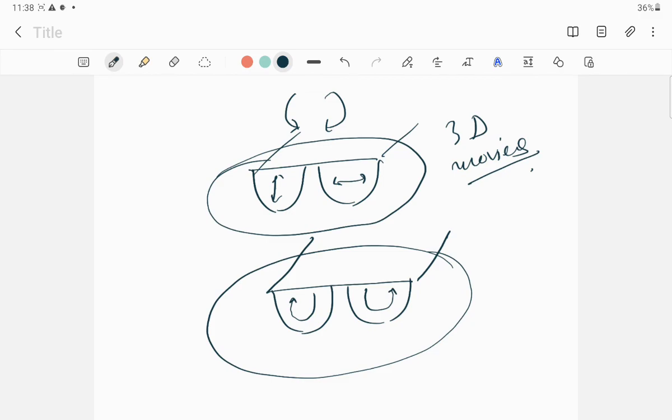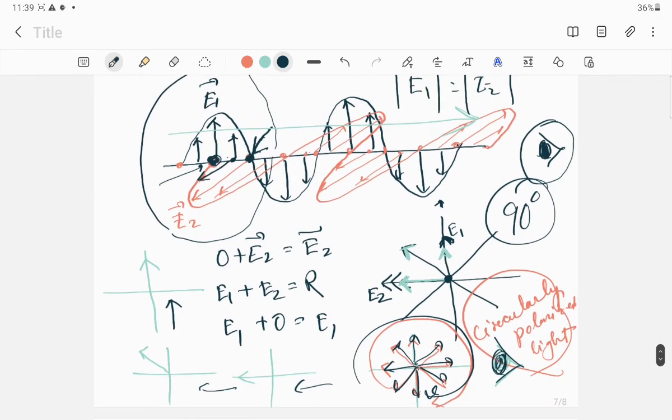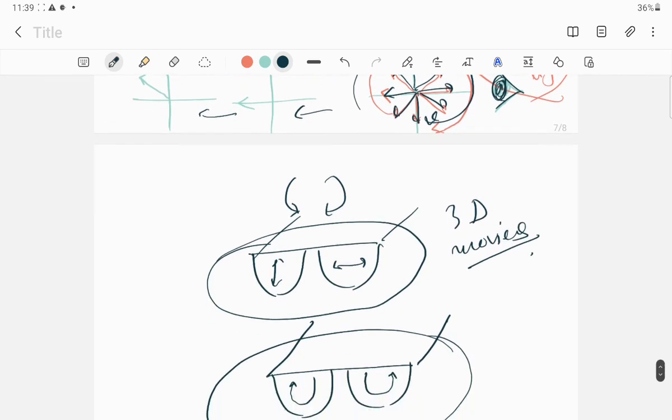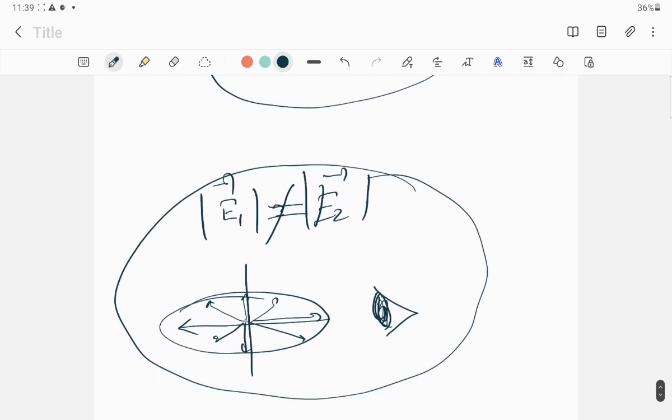There are so many other applications of polarized light. I have already explained them in the theory note that I have provided. Please go through it and let me know if you need further discussion.